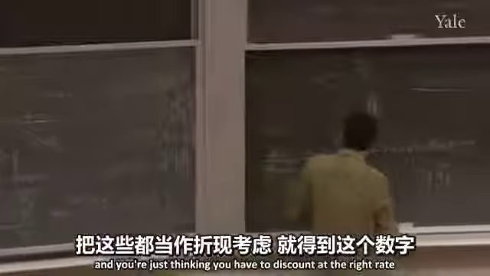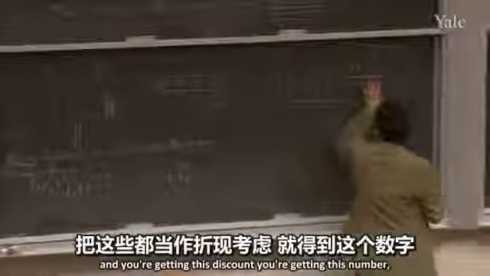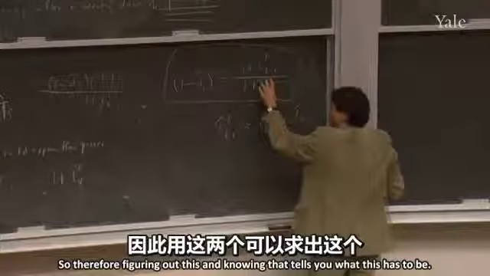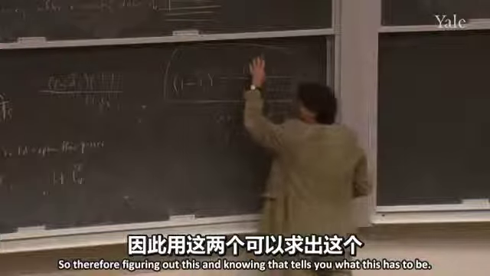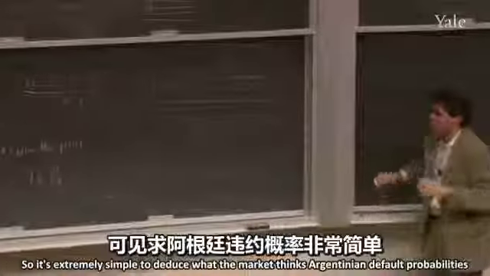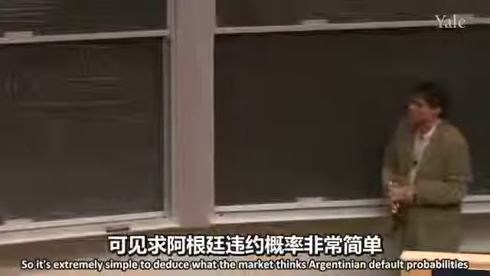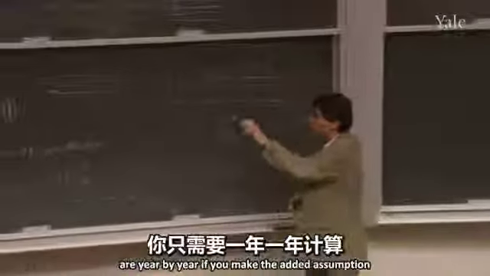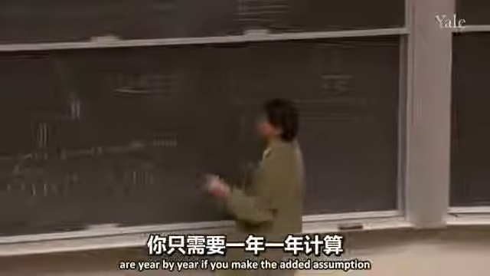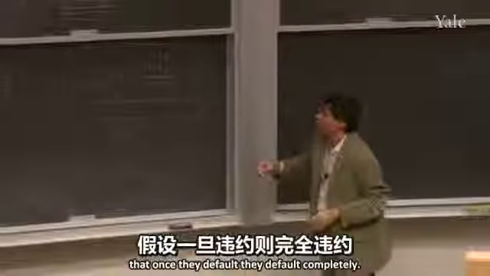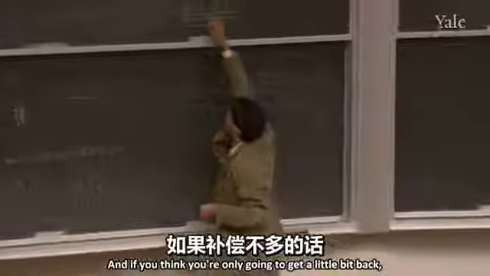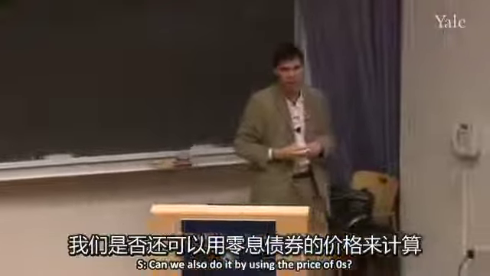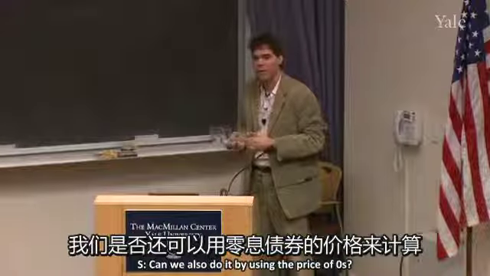But in reality, you should have been taking this divided by that. So figuring out this and knowing that tells you what this has to be. So it's extremely simple to deduce what the market thinks Argentinian default probabilities are year by year if you make the added assumption that once they default, it's completely. And if you think you're only going to get a little bit back, well, then the calculation won't change that much. Okay? Yeah. Can we also do it by using the price of zeros?